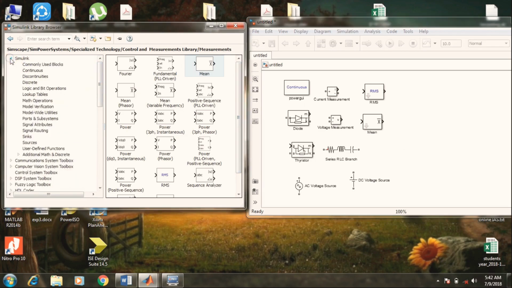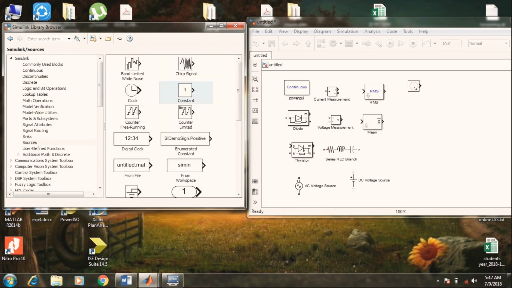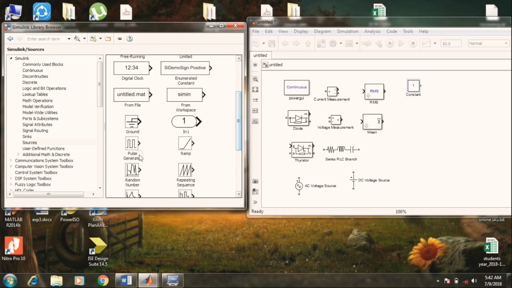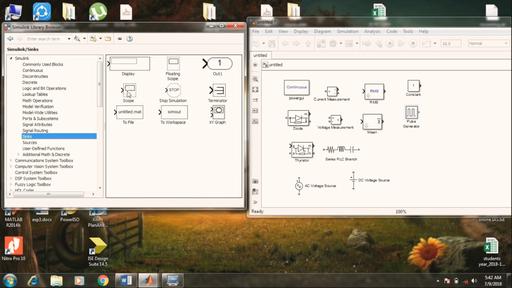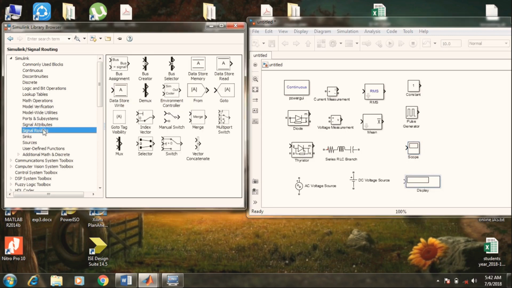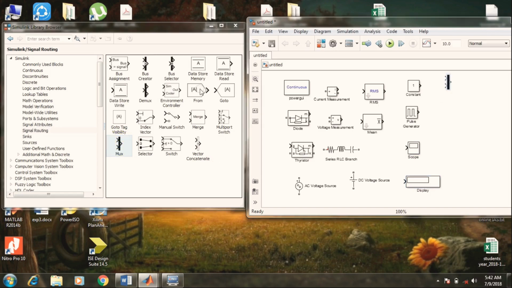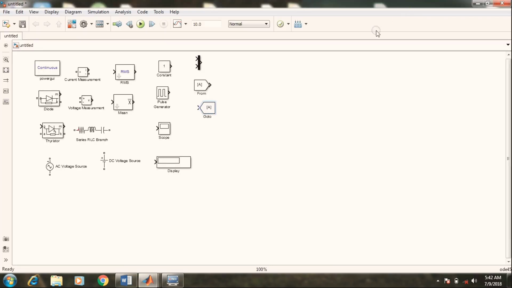Next, we will go to Simulink. In Simulink, there is something called sources. From there, we can collect a constant block. Next, we can collect a pulse generator. That's all. Next, from sinks, we want a scope and a display. Next, you go to signal routing. There we want a mux. Then we want from, then we want go to. So I think we have collected all the blocks that are required to construct the single phase full bridge rectifier.